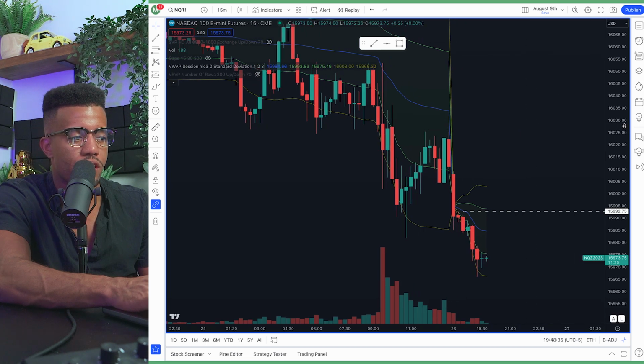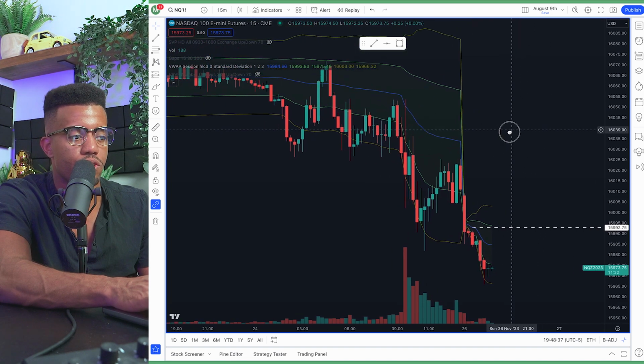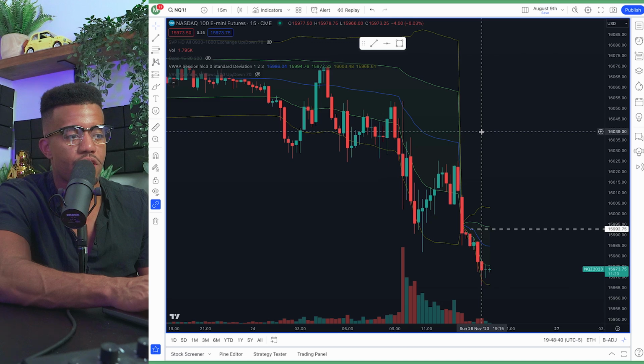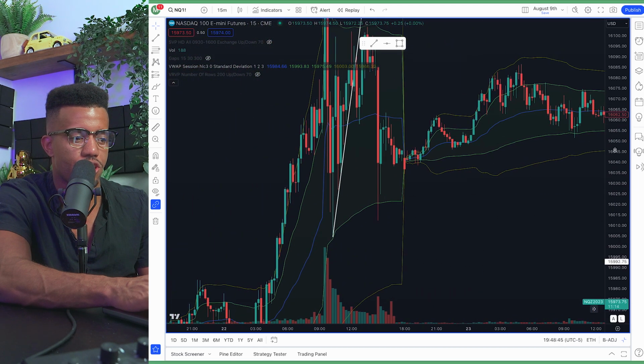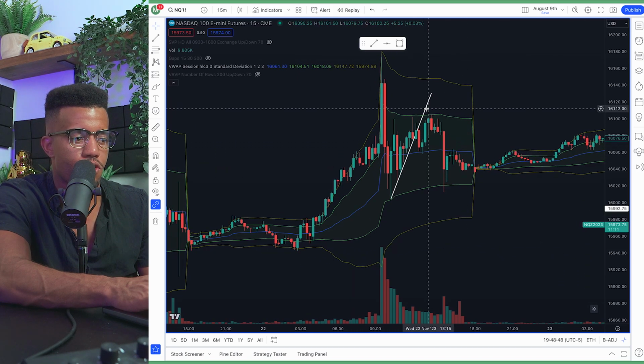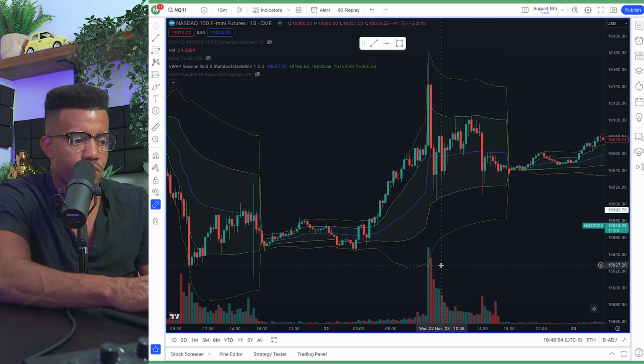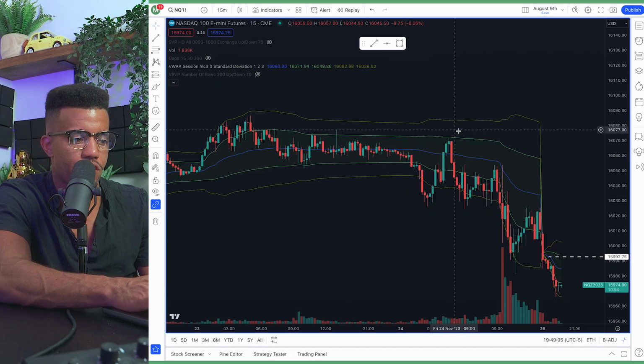VWAP really is just a tool. It's a great place to look for the market to hover around. Some of the other things that VWAP can give you an idea for is a change in price action. So let's go over to Wednesday, which is kind of a bad example. It's a very, very choppy session. So here's an example.